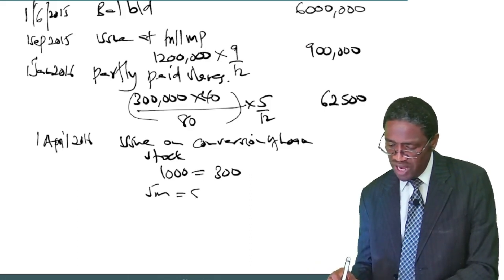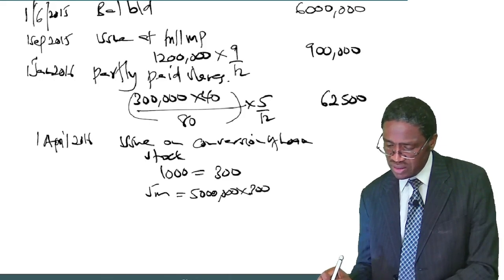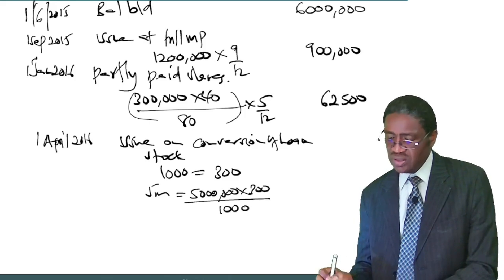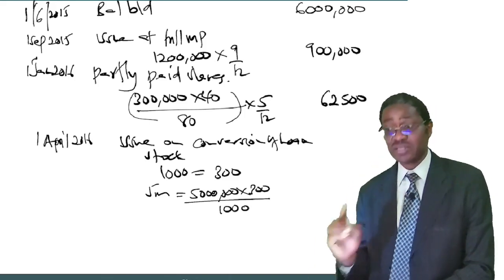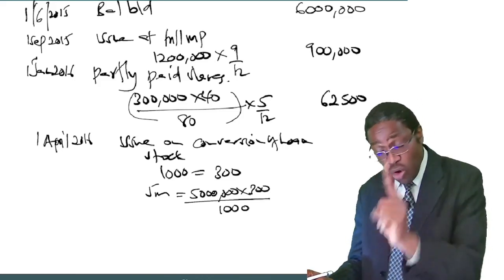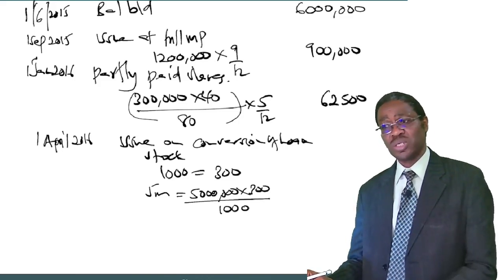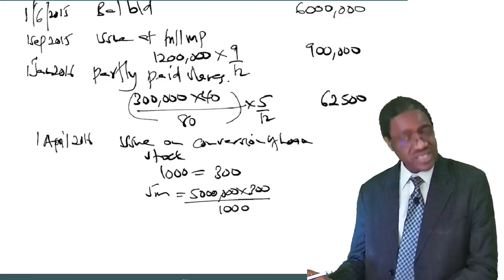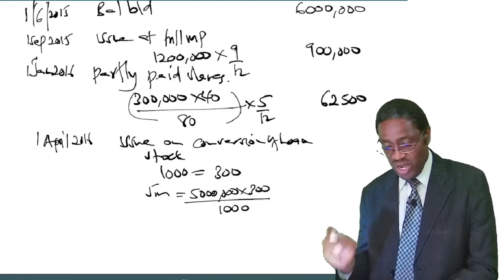So it will be 5M times 300, divided by 1,000. But don't forget, again, the rule says when shares are issued on conversion, what is the rule? The rule says they must be weighted.